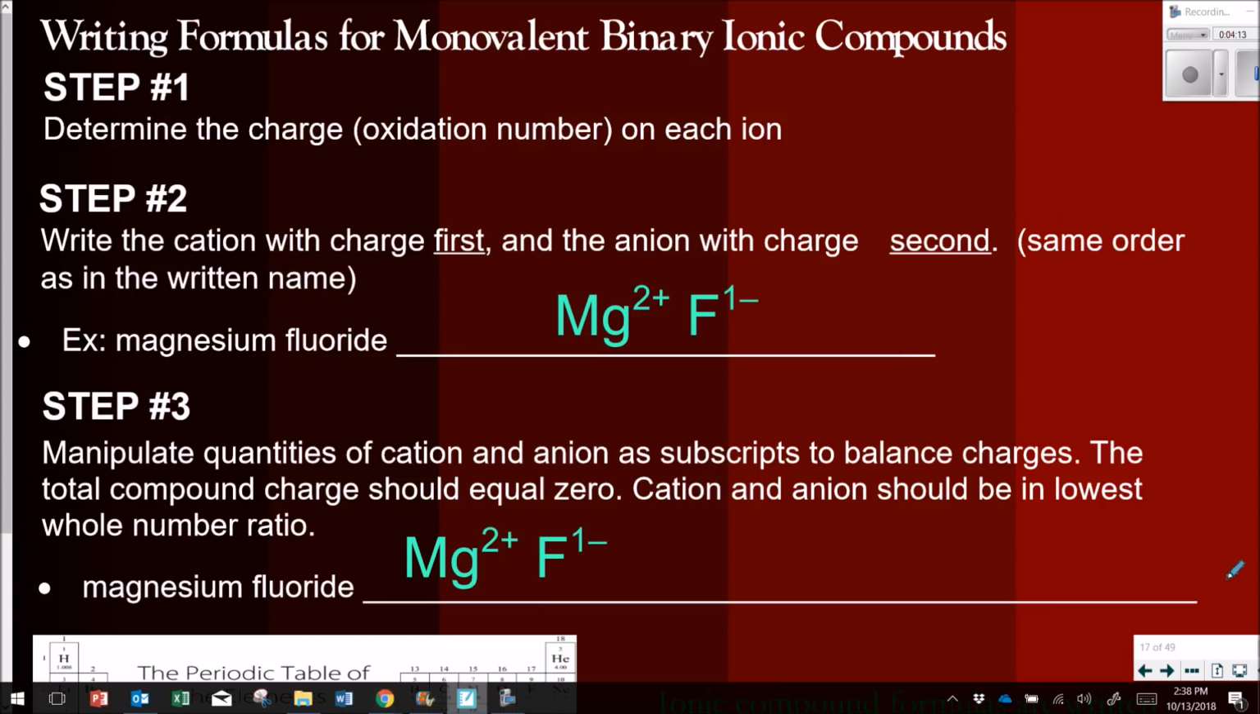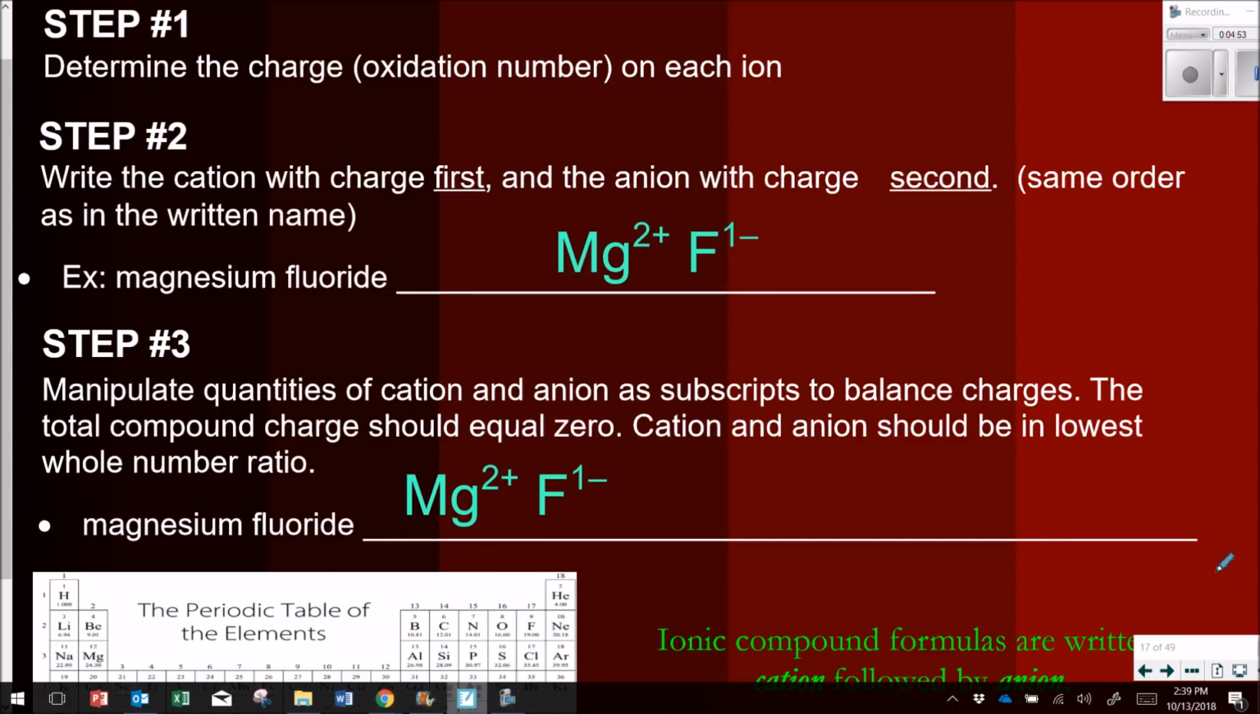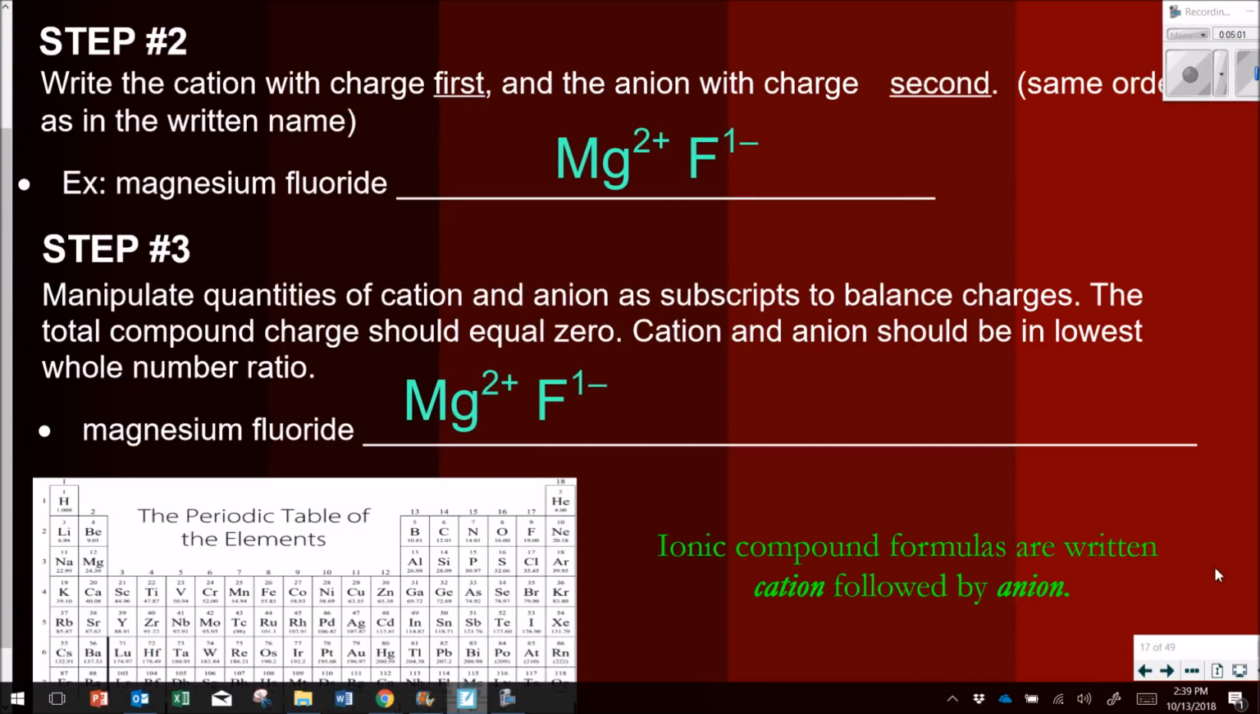Let's look at the steps for writing formulas for monovalent binary ionic compounds. In step 1, we determine the charge or oxidation number on each ion. For example, magnesium fluoride. So magnesium has a charge of +2 and fluoride has a charge of -1. In step 2, we write the cation with the charge first and then the anion with the charge second. So in our example, magnesium fluoride, we will write Mg with its charge of +2 and F for the fluoride ion, which has a charge of -1.